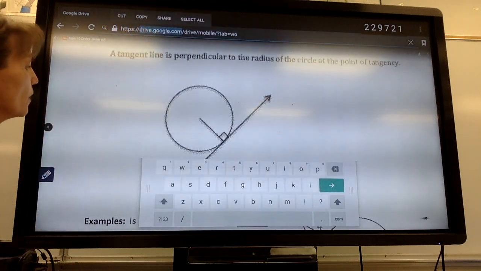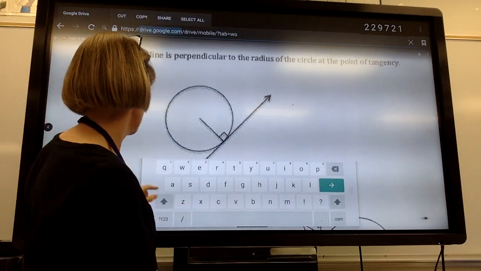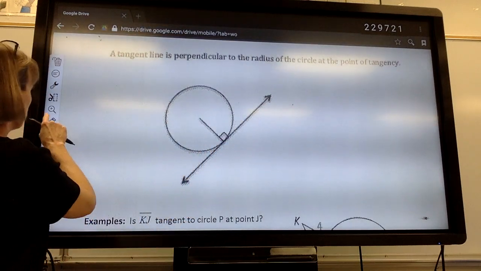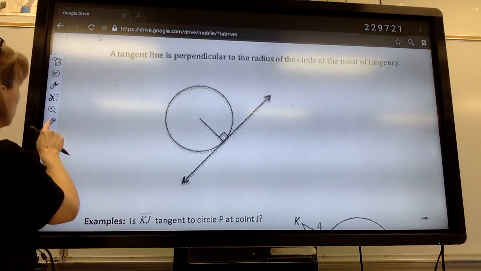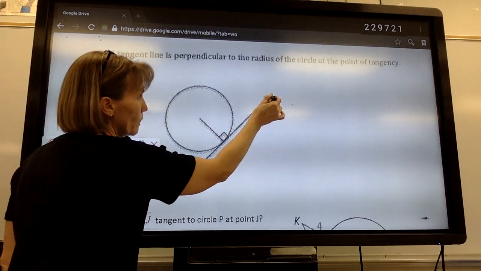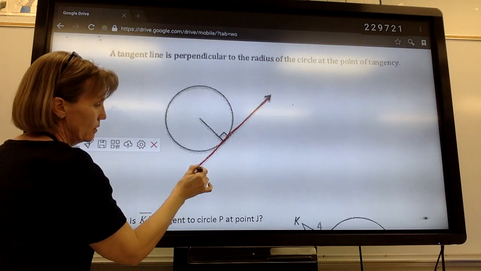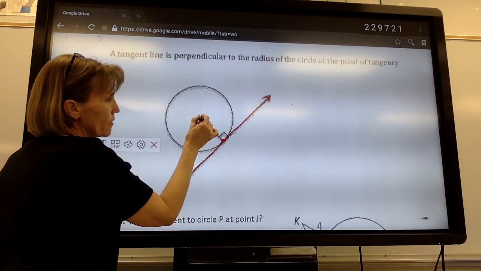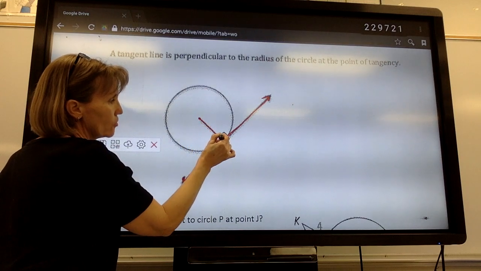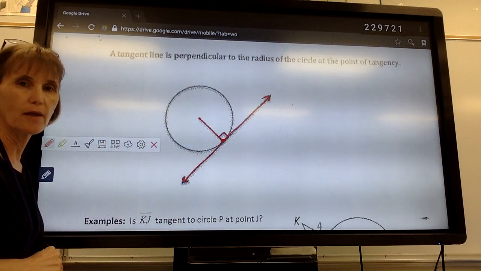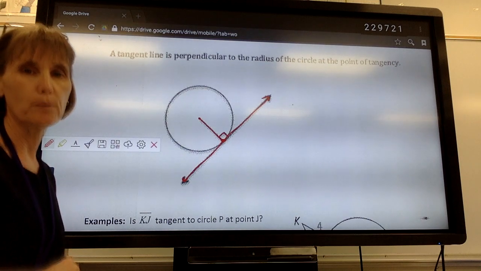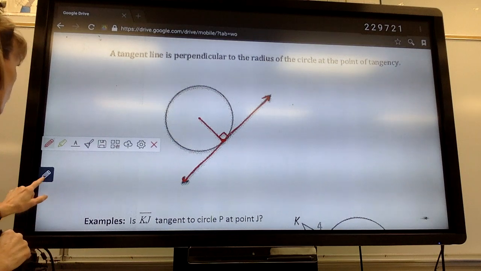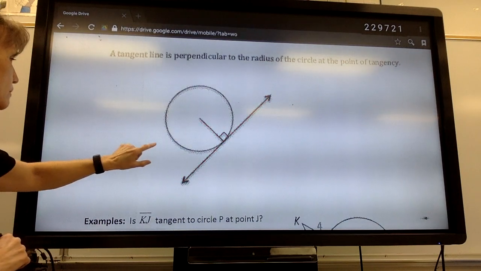Another thing that we know about a tangent line. Here's my tangent line, and here's my point of tangency. If we take the radius to the point of tangency, that's going to be perpendicular at that point. So the tangent line is perpendicular to the radius of the circle at the point of tangency. That's also going to help us out with a few of our drawings.